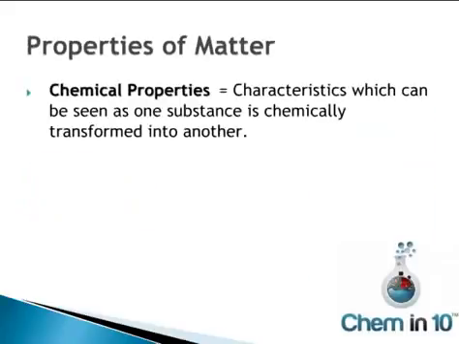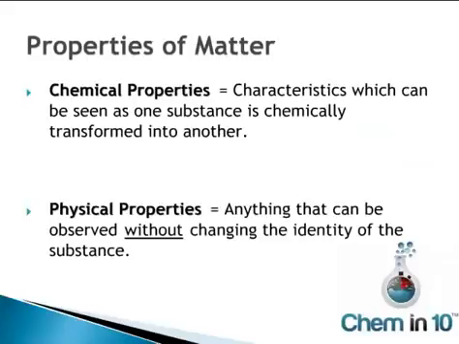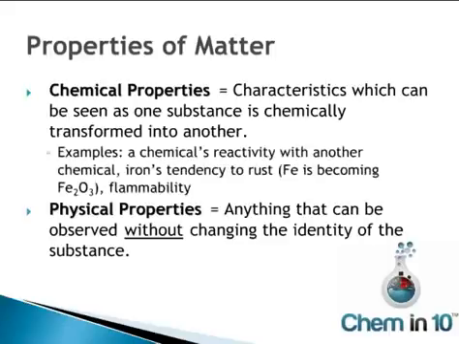Matter has both chemical properties and physical properties. Chemical properties are characteristics which can be seen as one substance is chemically transformed into another. For example, a chemical's reactivity with another chemical, iron's tendency to rust, to become iron(III) oxide, and flammability, a substance's reaction with oxygen.